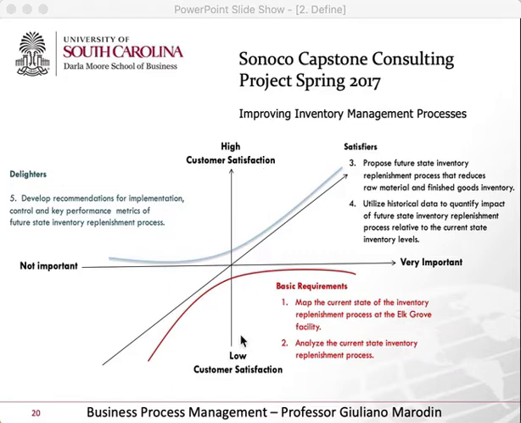And here we have what we call the kind of way to represent the Kano analysis. So this is the satisfaction, high and low, and this is the importance, not important and very important. So that was one of the inventory management projects I did with Sunoco.